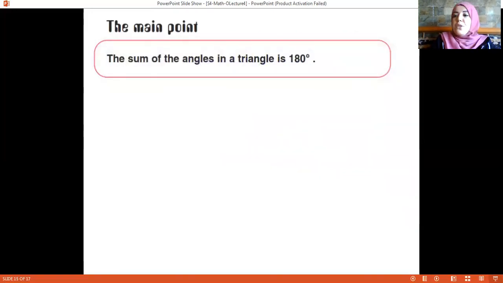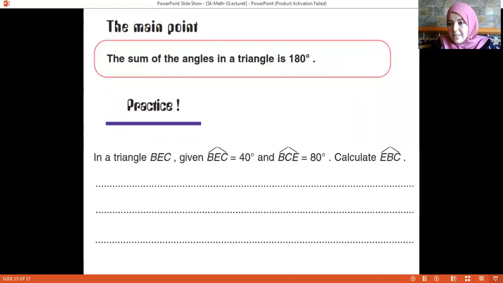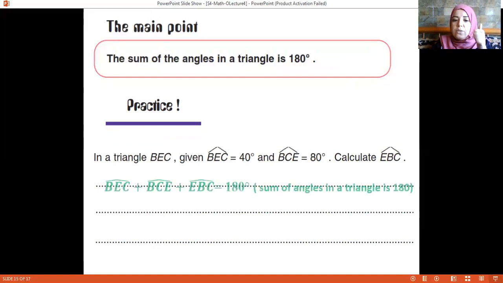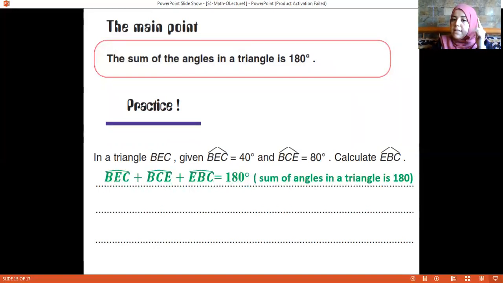So now let us go for the fourth objective, and the last one for this video, which is when we need to calculate the missing angle in a triangle. But before we start, we need to know that the sum of angles in a triangle is 180. So in a triangle BEC, we are given that the angle BEC is 40 and the angle BCE is 80, and we need now to calculate the third angle, which is EBC. First of all, you have to write BEC plus BCE plus EBC equals 180, because we already learned that the sum of angles in a triangle is 180.